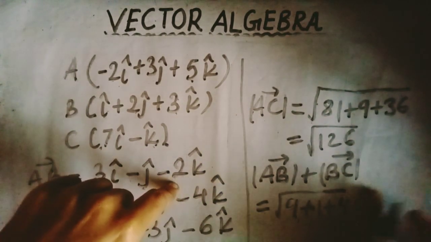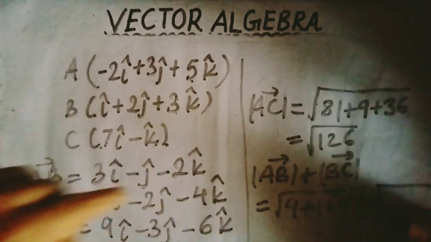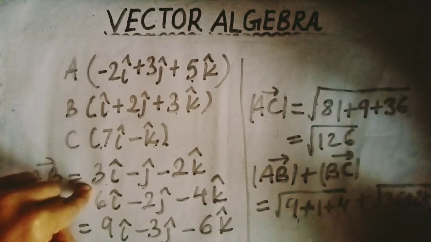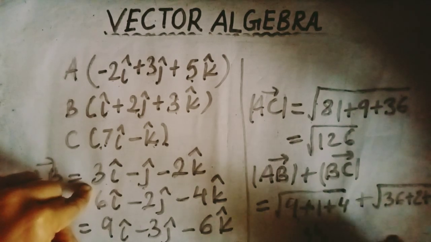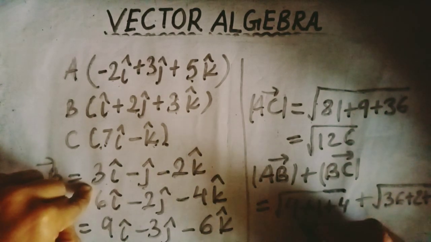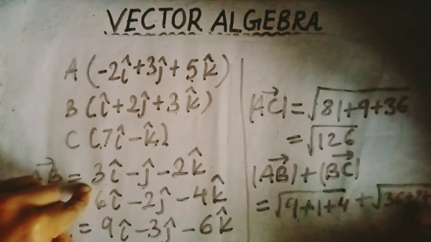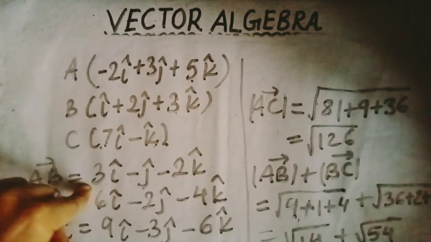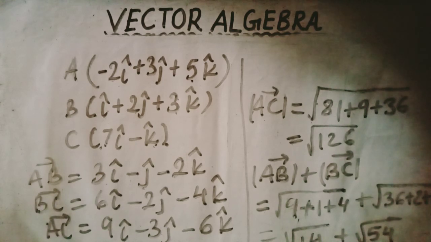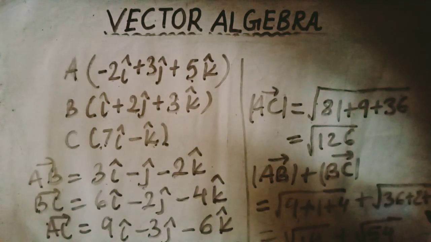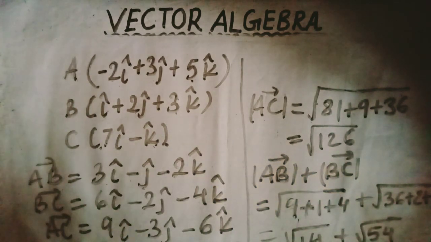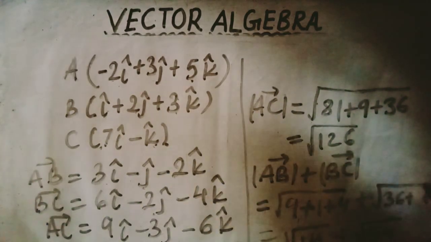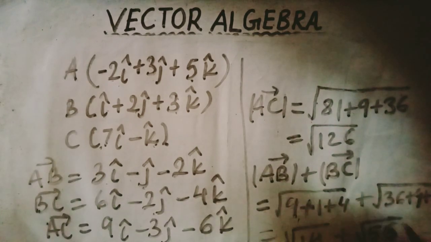So root 14, plus BC, 36 plus 4 plus 16, that is 56. So this will be root 56.